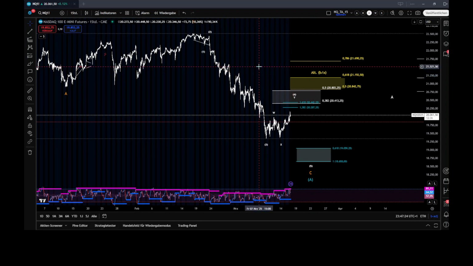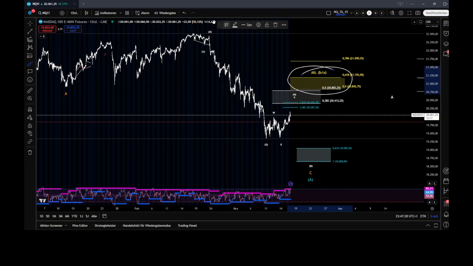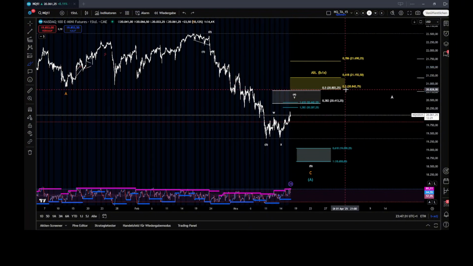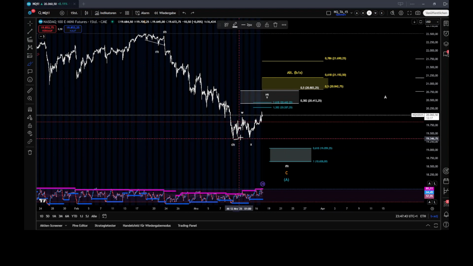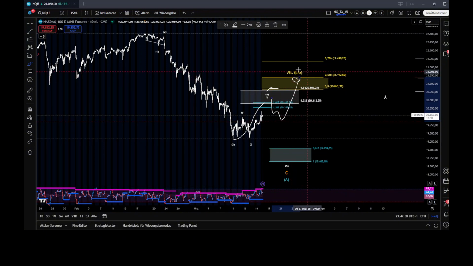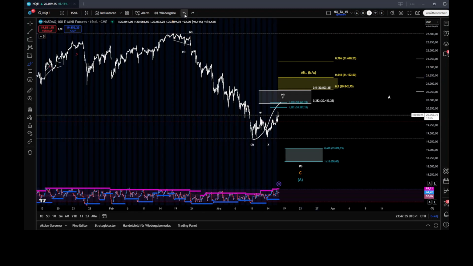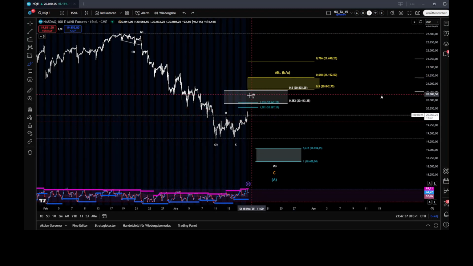The yellow scenario allows for short-term higher prices, and the target areas right now for the yellow scenario are between the 50% and 61.8% at 20,842 and 21,192. The yellow scenario could play out as a bigger ABC, so we have a WXY for wave A, then we get another B wave and another C wave. That would lead to the yellow scenario, but until a decision is made, we have to focus on both scenarios.